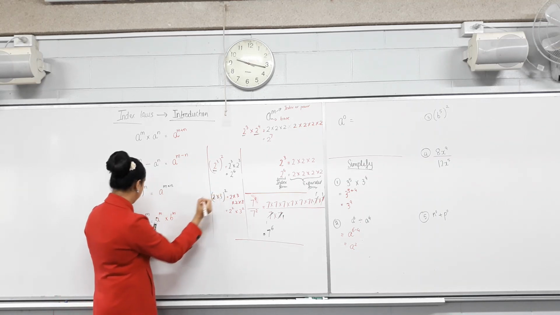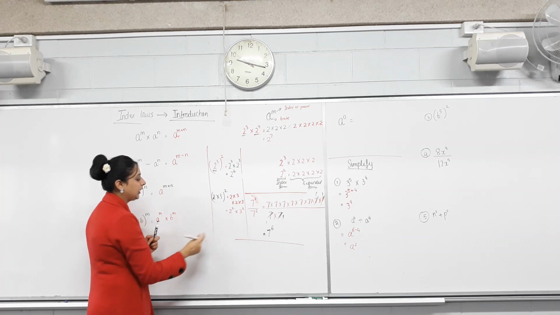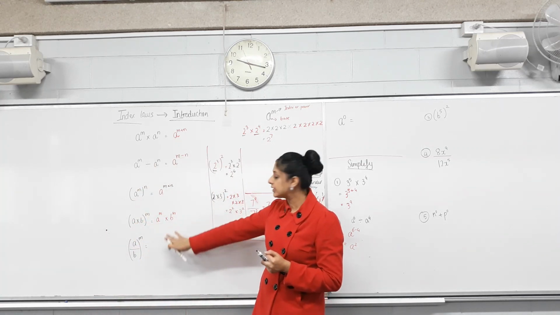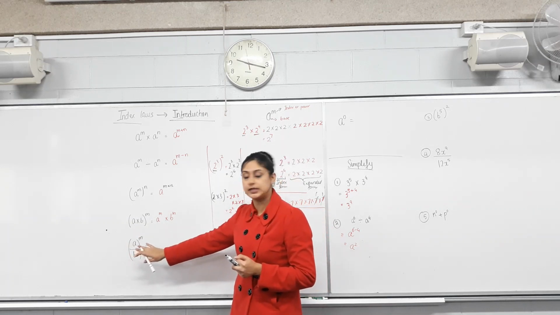What was a's power here? That'll confuse you. We'll talk about that later when we do complicated questions. Is that clear? Similarly with division, if you have a over b, see they're different bases now.